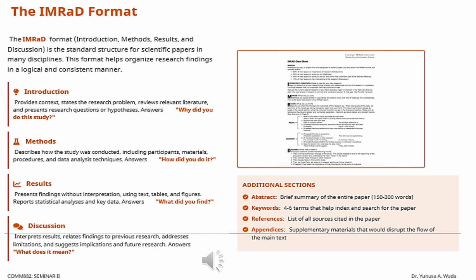You need to list all the sources cited in the paper, both in text and in the list of references. You have to ensure whatever in-text references is in the text must reflect in the list of references, as well as those reflected in the list of references must also be reflected in the text. Then you could also add appendices. That is where you provide supplementary materials that will disrupt the flow of the main text. So these are some of the essential ingredients of the IMRAD format.